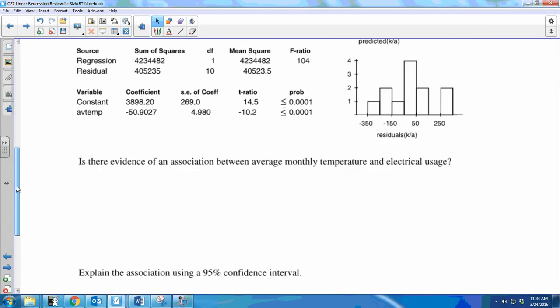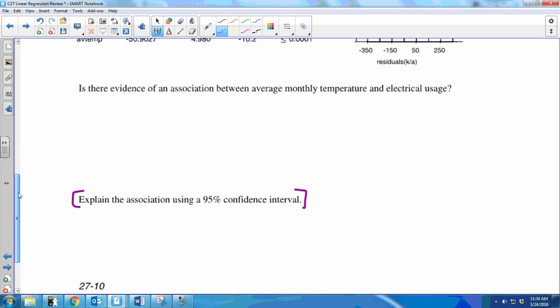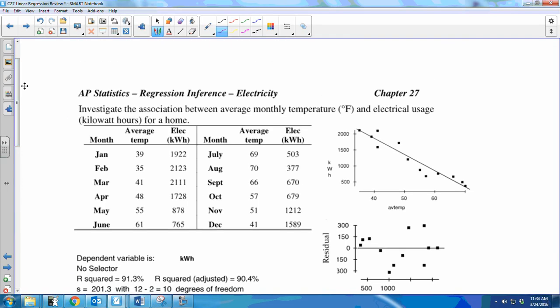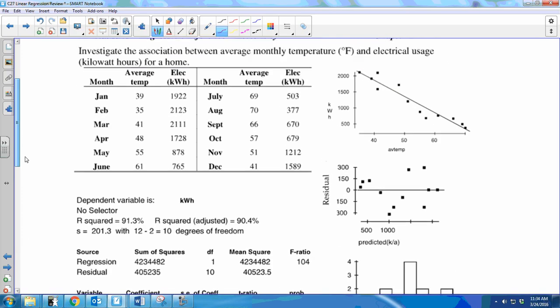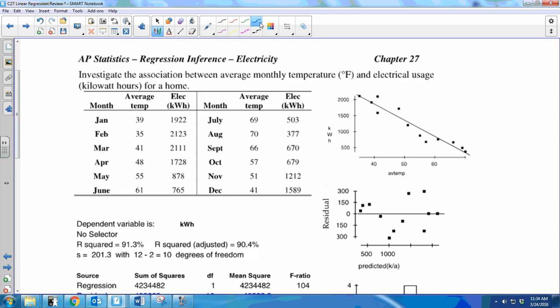Alright, yesterday you were supposed to try to do the 95% confidence interval for slope for this problem with average monthly temperature and electrical usage. So we're going to make sure you know how to do that. I'm going to write it all up here instead of down there so I don't just scroll back and forth. First of all, we're doing a T interval for slope. So that's important that you know what that's called.